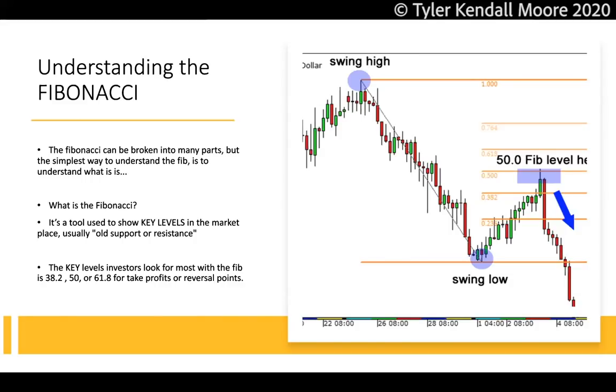Right here you see the 50: price gets to the 50, people are taking profit, it reverses and keeps going down to the downside. And if you looked at this on a higher time frame or a lower time frame, you would see another place where we may be able to enter, the lower high of that trend.